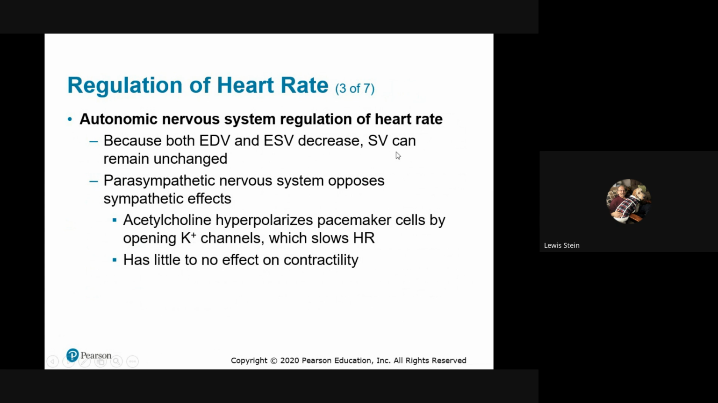The one that controls the heart rate is the parasympathetic, your vagus nerve. The acetylcholine, remember that? It opens potassium channels, just like any other potassium channels.